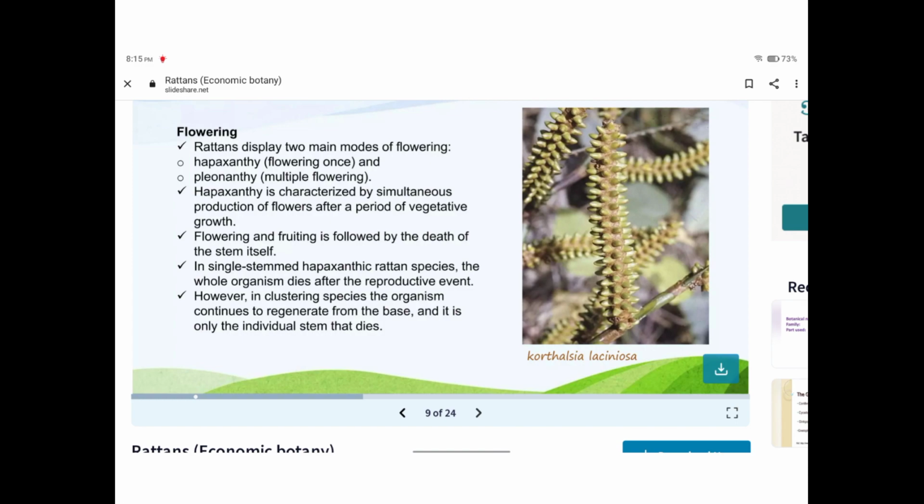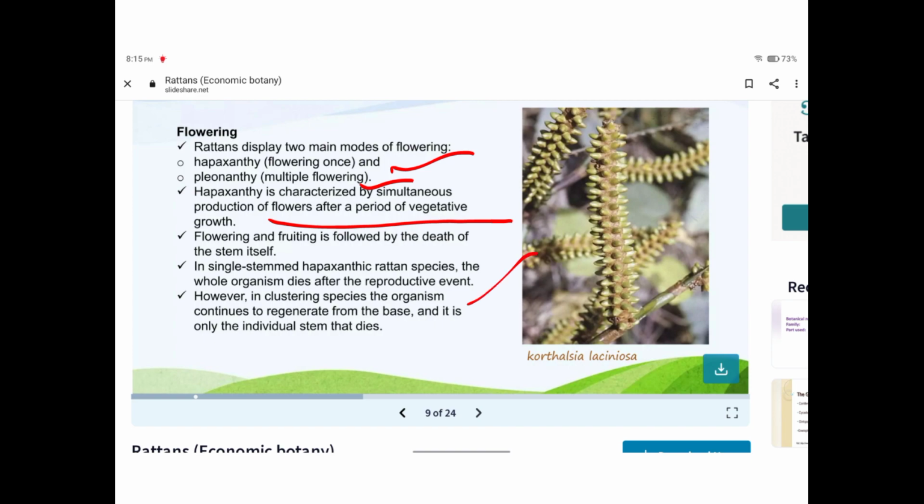The main important types in flowering are hapaxanthic and pleonanthic. In hapaxanthic, flowering happens only once and then the plant dies, while in pleonanthic, flowering happens multiple times and the plant doesn't die. Hapaxanthic is characterized by simultaneous production of flowers out of the vegetative phase. Flowering and fruiting are followed by death of the stem. In a single-stem hapaxanthic Rattan species, the whole organism dies after the reproductive event. It means the flowering happens and they will die.